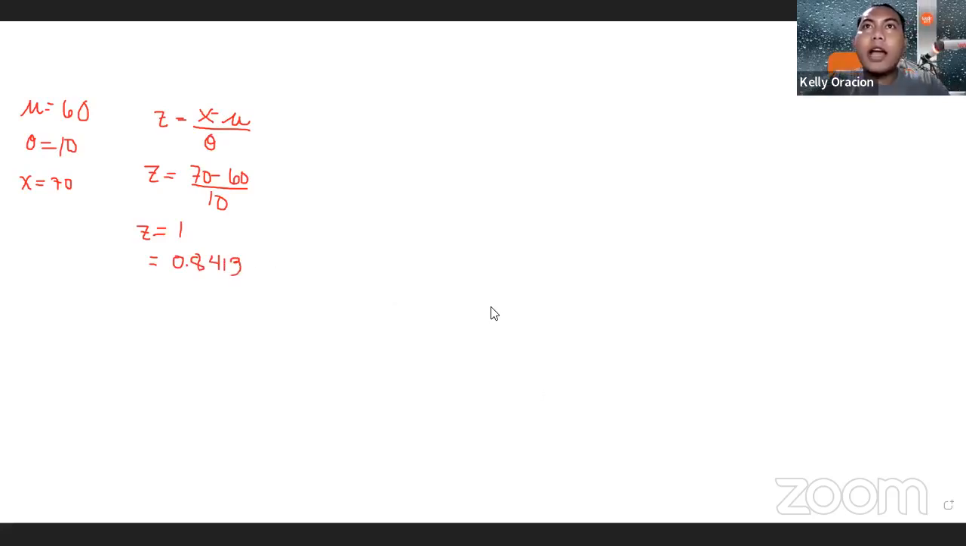What is written here is your z-score and probability. Your z-score is 1. Again, your z-score is 1. Then what is the probability? In the table, it is 0.8413, because your z-score is 1. Then you just multiply it by 100%, you are 84.13%. That means that is your percentile. That is the percentile rank of your score in the exam.